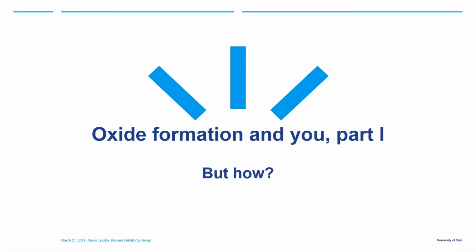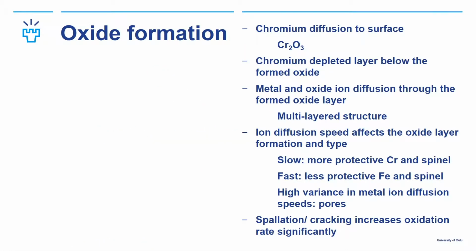As for oxide formation, how it actually happens, this is just a short overview. We have, of course, the chromium diffusion to the surface and the formation of chromium oxide. This leads to a chromium-depleted layer forming below the oxide. So that's the metal alloy that has lower chromium content than the allowed amount. And as the oxidation progresses, the metal and oxide ion diffusion through the formed oxide layer contributes to the formation of a multi-layered structure.